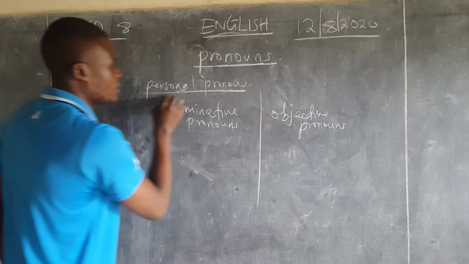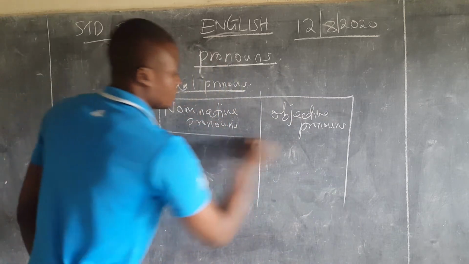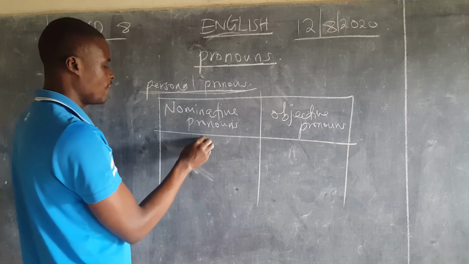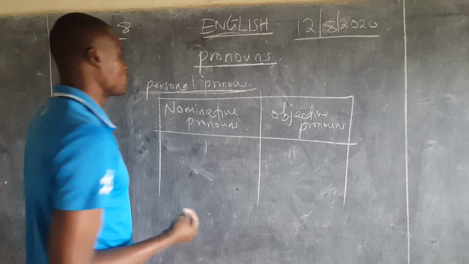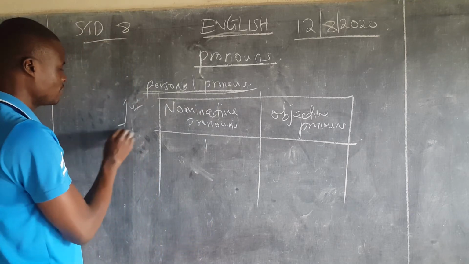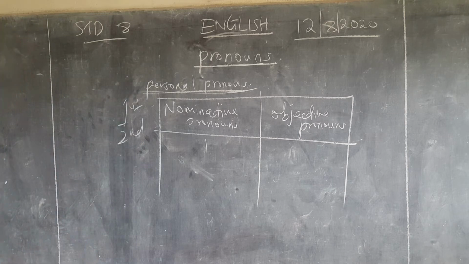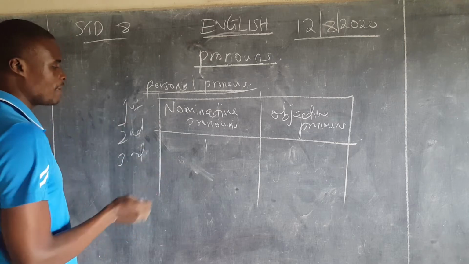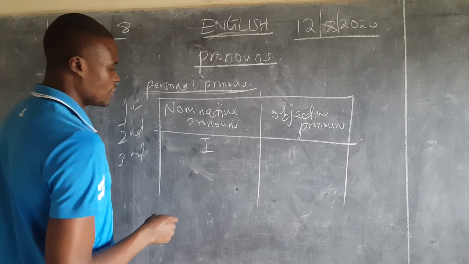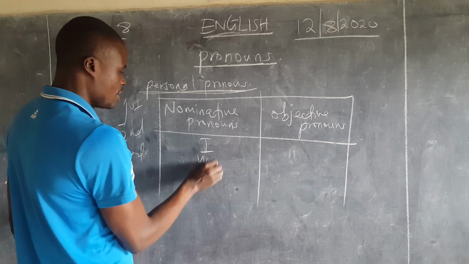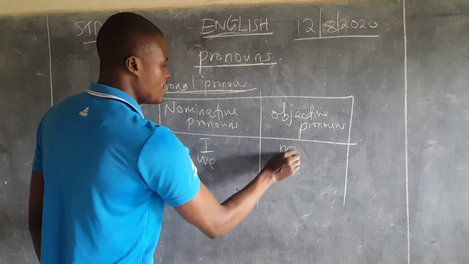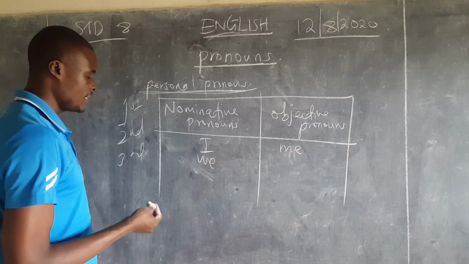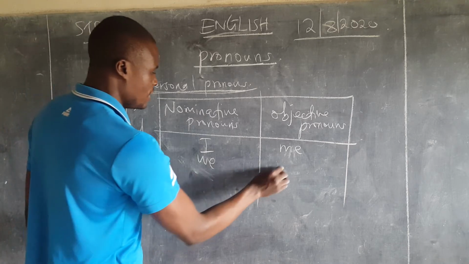So learner, I want you to be very keen as we look at this, because we have interacted with them a number of times. Let's go in order according to the person. We normally have the first person, second person, and the third person. The first person has I in singular and we in plural. So I is going to be me on the object side. Then we, that comes to be us on this side.